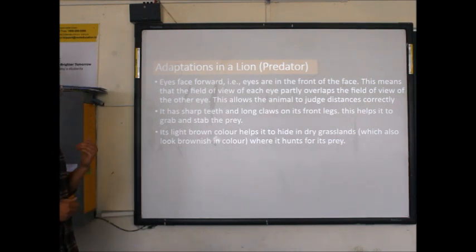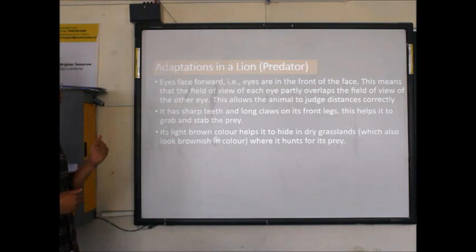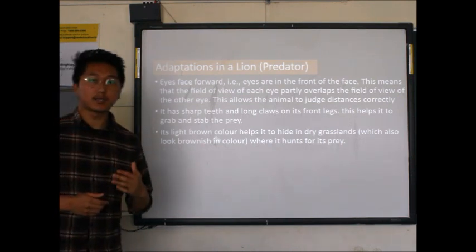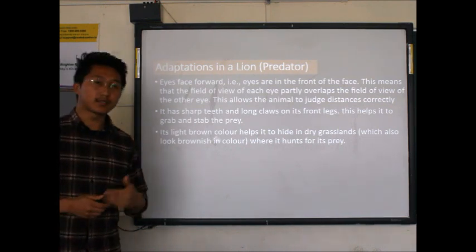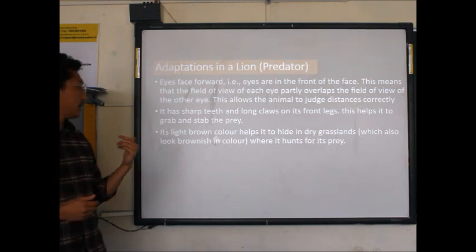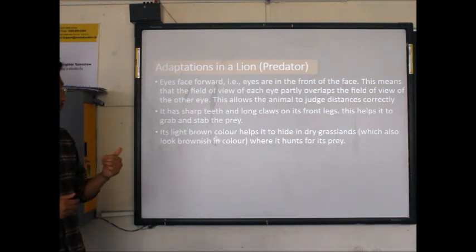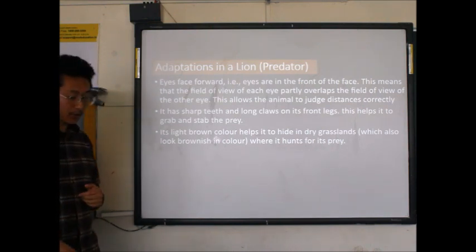Next adaptation is, its light brown color helps it to hide in dry grassland where it hunts for its prey. The color of the grassland and the color of this lion help it to hide from its prey, so it can hunt easily. So these are the different adaptations in the animal.